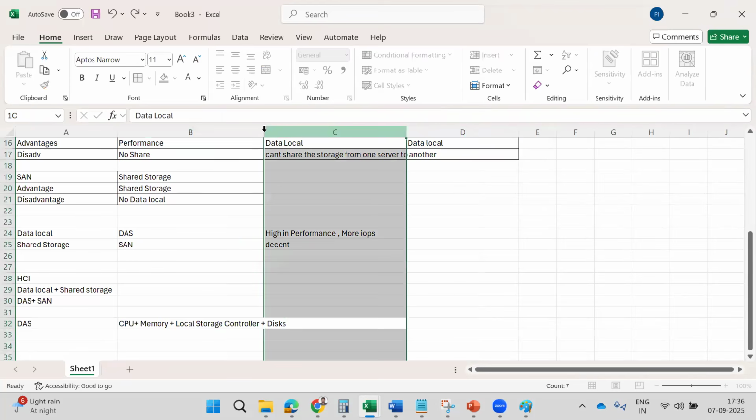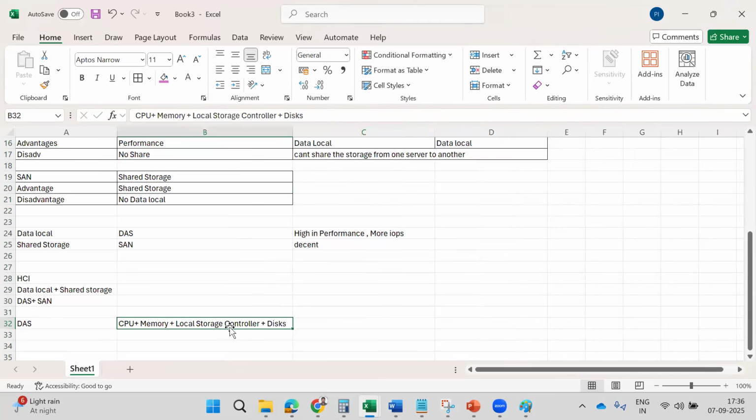So you can have a disk, but at the back end, you also have a controller. The controller can only write and read the data for you. If you have multiple disks, all the disks get connected to the local storage controller, which controls the read and write of data to the server.